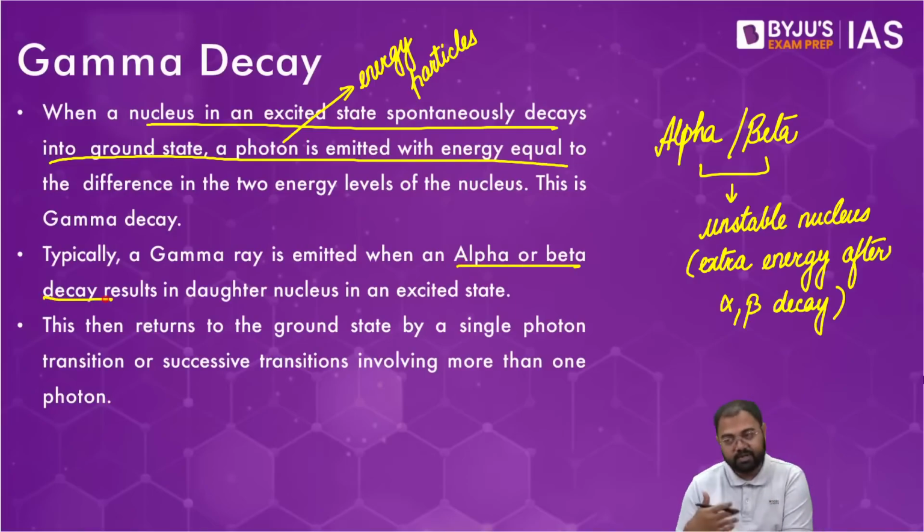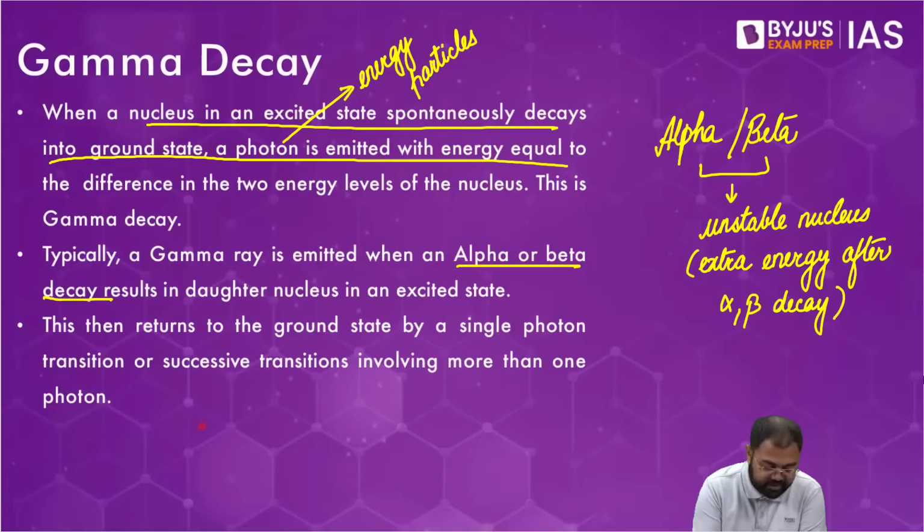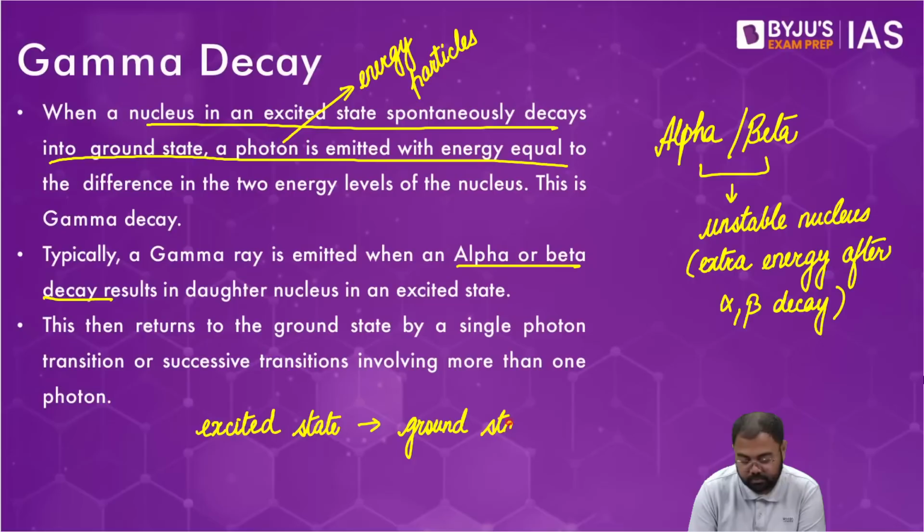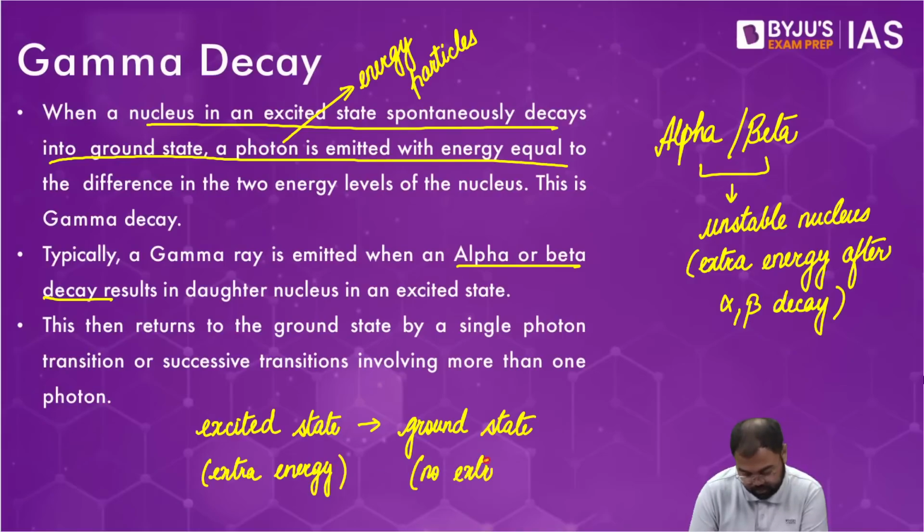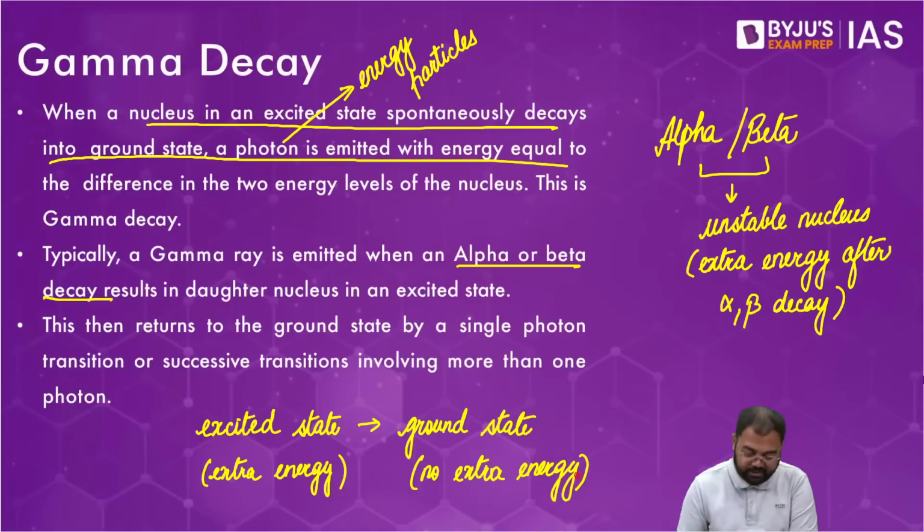This is where things come down to the ground state. From an excited state, excited because it has extra energy, we come down to the ground state. The excited state has extra energy, and here there is no extra energy. So this is what is called gamma decay.